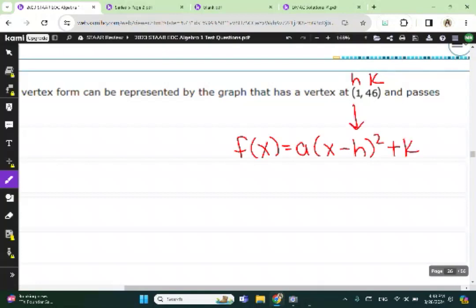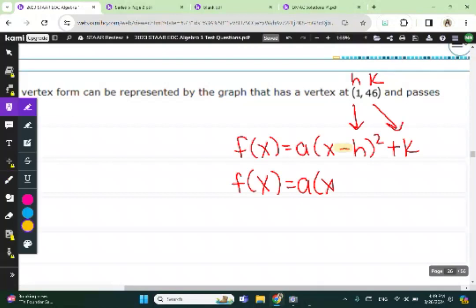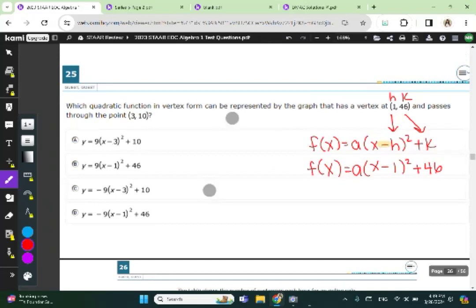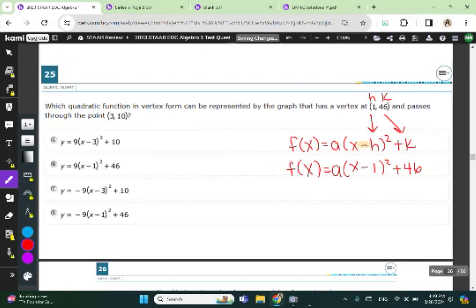So I can at least plug these two numbers in, right? But remember that the formula already has an existing negative. So when you plug in a positive, it stays as minus x minus 1 squared plus 46 for k. We come over here. There are two x minus 1s plus 46. Get rid of c and a. Now from there, to know whether it's positive 9 or negative 9, you can type this into your calculator and see which one contains the point 3, 10.